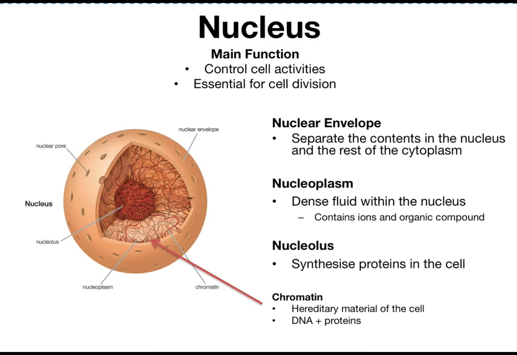And finally, the chromatin. The chromatin is also known as the hereditary material of the cell. They are long thread-like structures found within the nucleus. They consist of DNA with proteins. DNA carries instructions that the cell needs for carrying out its activities, and it stores the hereditary information. When the cell is dividing, the chromatin will condense to form chromosomes, which are highly coiled structures.